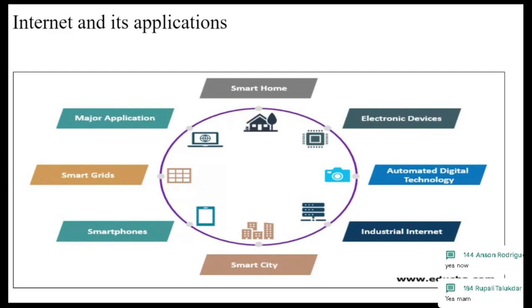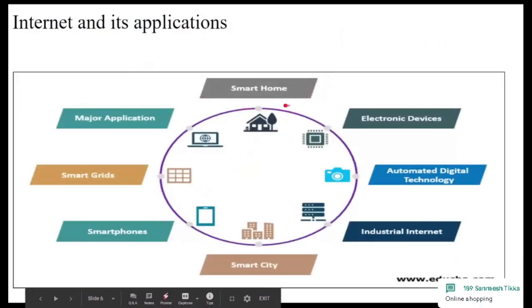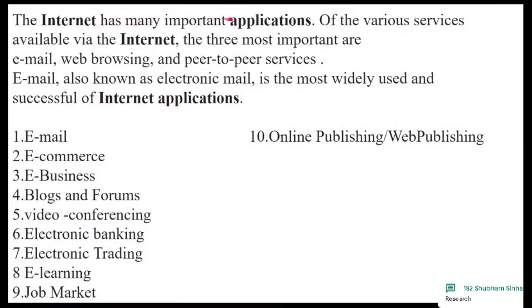Okay, so from this we are going to study the different types of applications. The internet has many important applications. Of the various services available via the internet, the three most important are, I'm highlighting the major things: email, web browsing, and peer-to-peer services. What are the three important services? Email, web browsing, and peer-to-peer services.